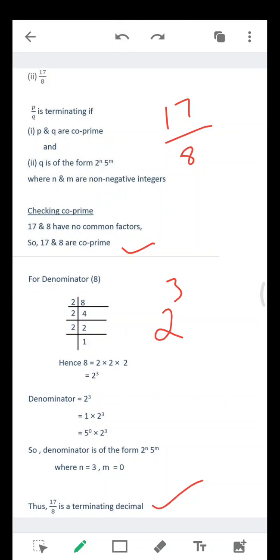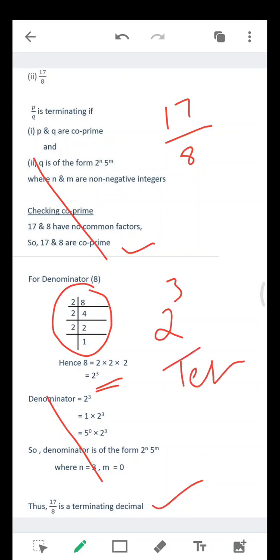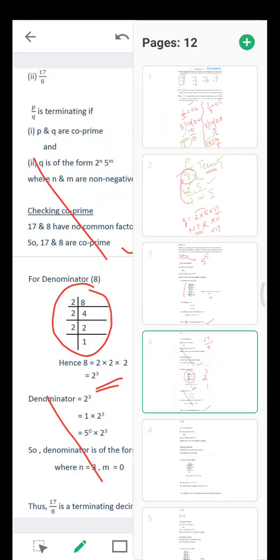So when this is asked for MCQs, you should not do all these things. You should quickly find the prime factors, and it is 2 cube, so you can directly say yes, it is a terminating decimal, that's all. And mostly this will be asked in a 1 mark question only. Hope it's clear to you all. Let's have a look at another example.